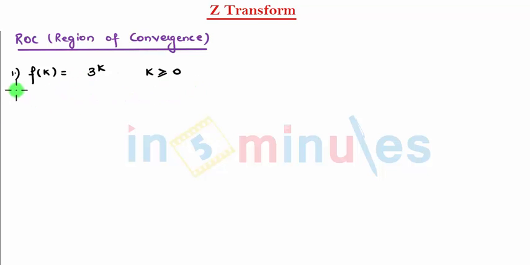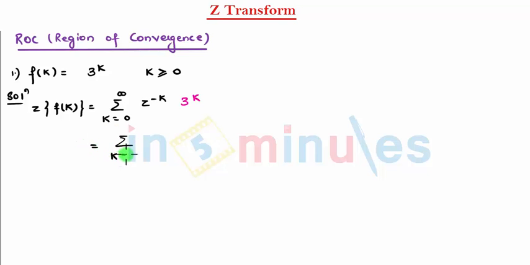So let's define the Z transform for this. I say here Z of f of k is the summation k equal to 0 to infinity. I'll be putting 0 to infinity because your function is valid only for k greater than or equal to 0. Z raised to minus k, and my function for this is 3 raised to k. So let's solve this. I'll be getting summation k equal to 0 to infinity, 3 by z whole raised to k.